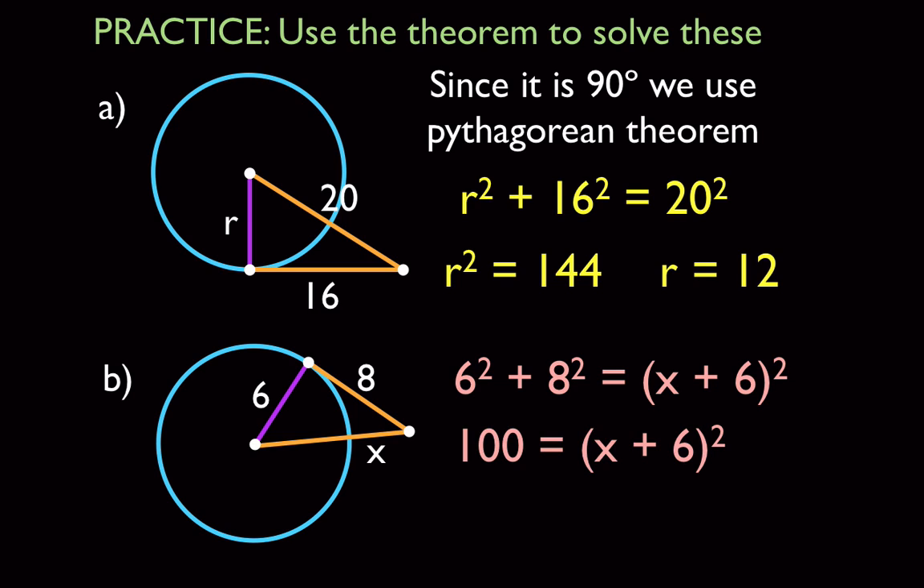Okay, so from there, we're going to take the square root of both sides, which is going to give me 10. Square root of 100 is 10. And when you take the square root of something squared, the square symbol just goes away. Okay, from there, I'm going to subtract 6 from both sides, and I get x equals 4.